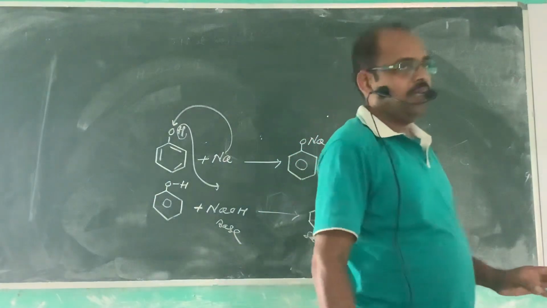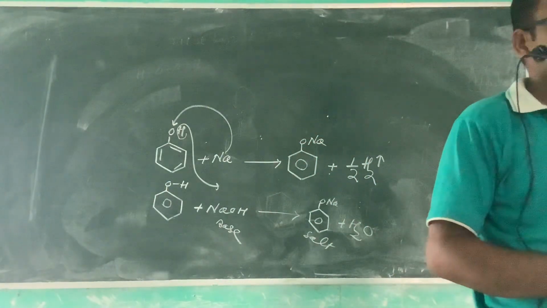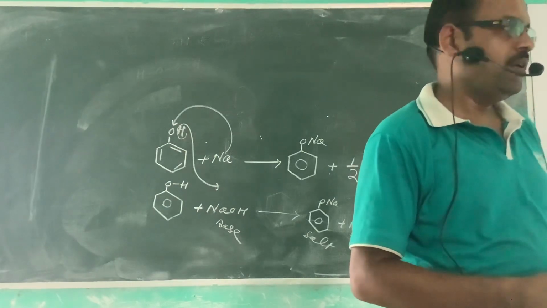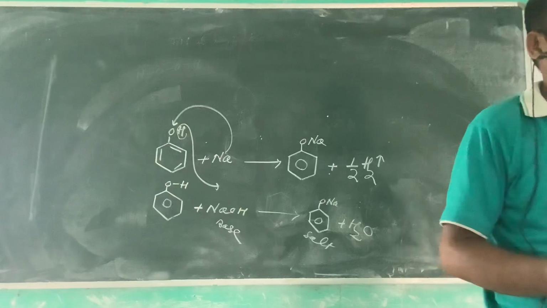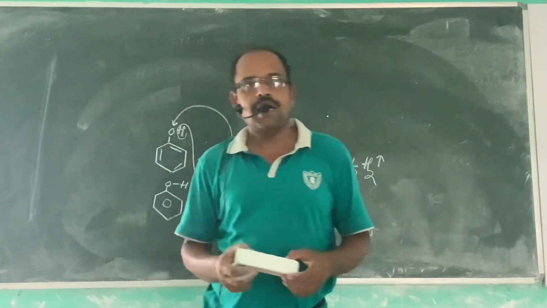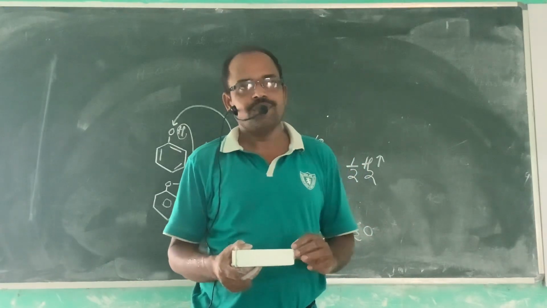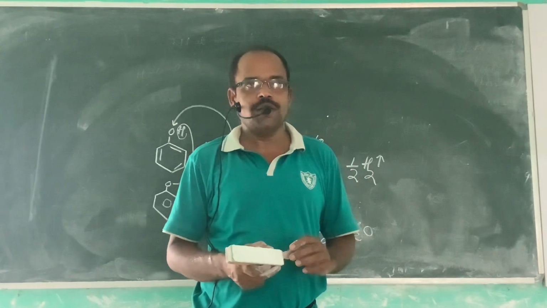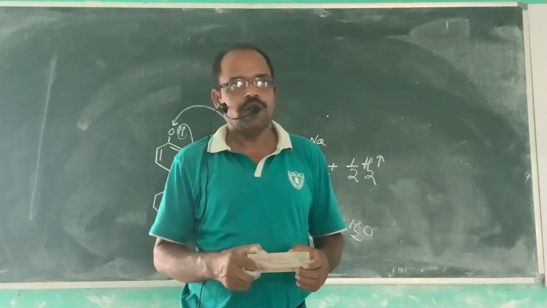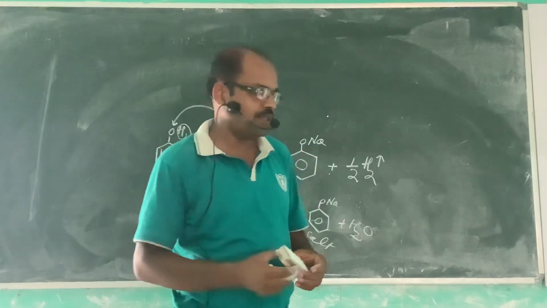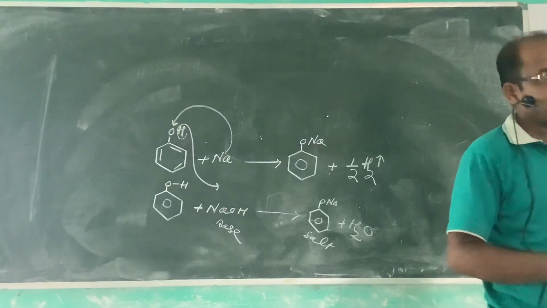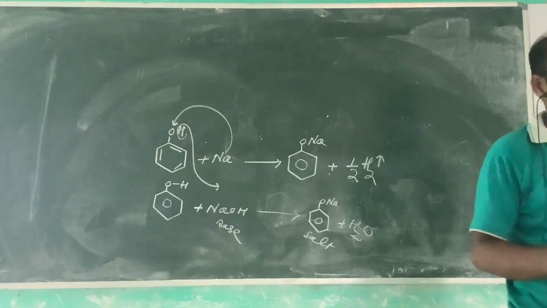That means we can explain the acidic nature of phenol by using the concept of resonance, and also by using the following reactions: reaction with the active metals and reaction with the alkalis. Phenol provides H2 gas with the active metals, and when it reacts with a water soluble base like NaOH or KOH, it also provides salt and water. That indicates the acidic nature of phenol.